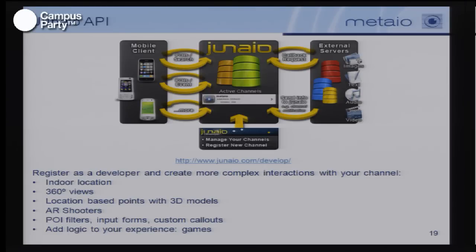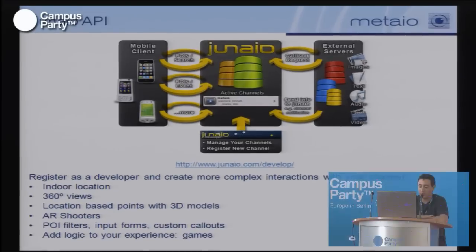You can use location-based tunnels, but not only with this kind of bubbles I showed you before. You can use any kind of 3D model as a location point of interest. You can also create an augmented reality shooter, so you can get the center of the camera view and check if it's pointing to some model or some kind of balloon, monster, whatever, so you can shoot it. You can filter the points of interest, you can create user input forms, you can create your custom balloons or callouts, and you can create your own game by adding logic to the channel using our API.